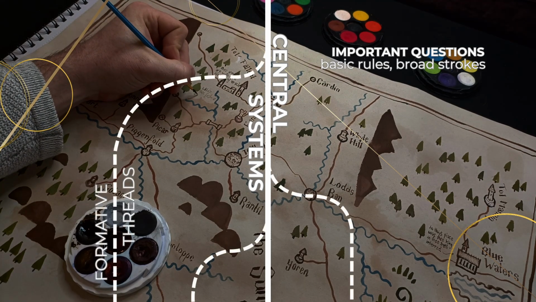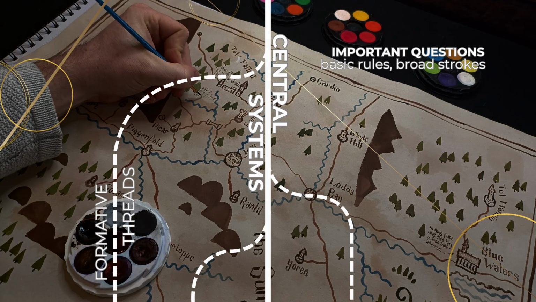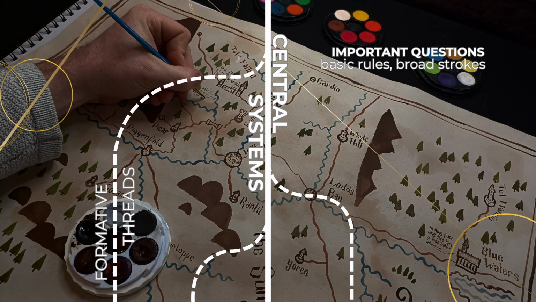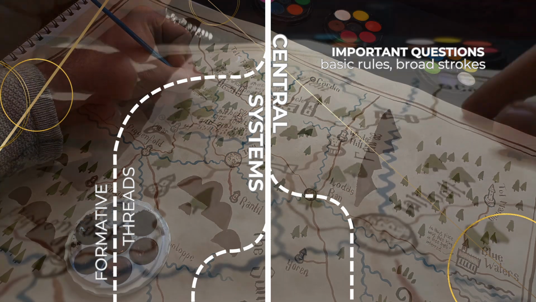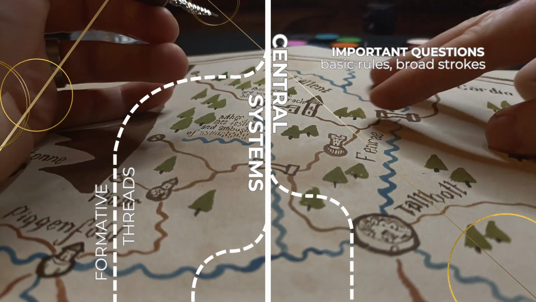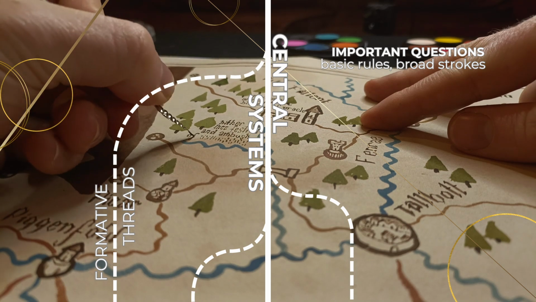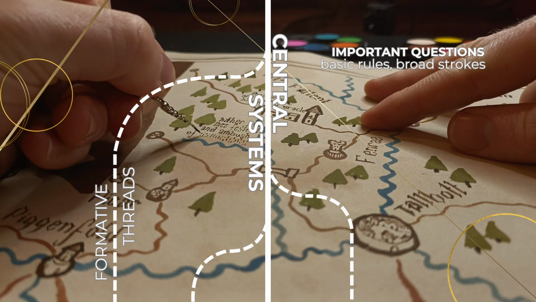Formative threads are the key events and cultures and traditions that shape the identity of your world. They run through history and daily life of your world. They influence its development and beliefs of its inhabitants, and they are offshoots of the central systems. They're how they change slightly according to the different assumptions through your world. By identifying these threads, you can create a sense of continuity and depth.